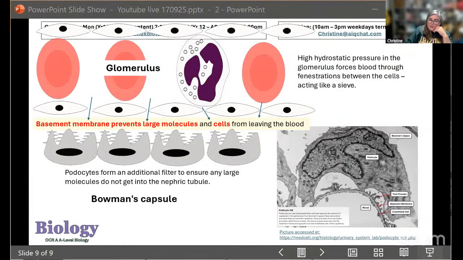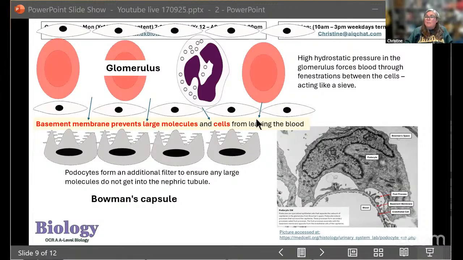Right, so now let's actually look at what happens to the substances. So basically, we're going to squeeze all the substances out of the Bowman's capsule. No, I'm not. I'm going to squeeze the substances out of the glomerulus into the Bowman's capsule.